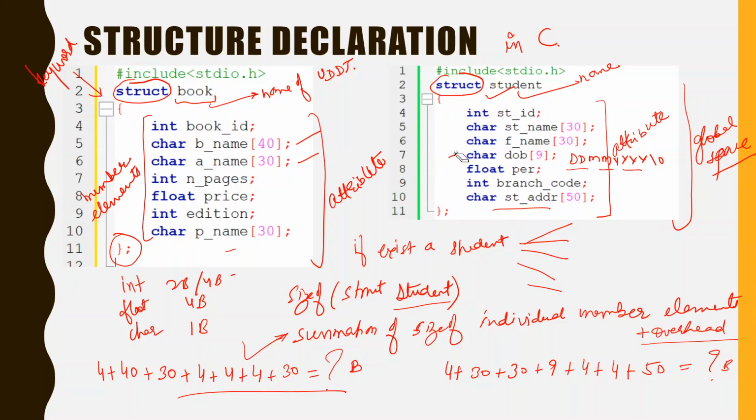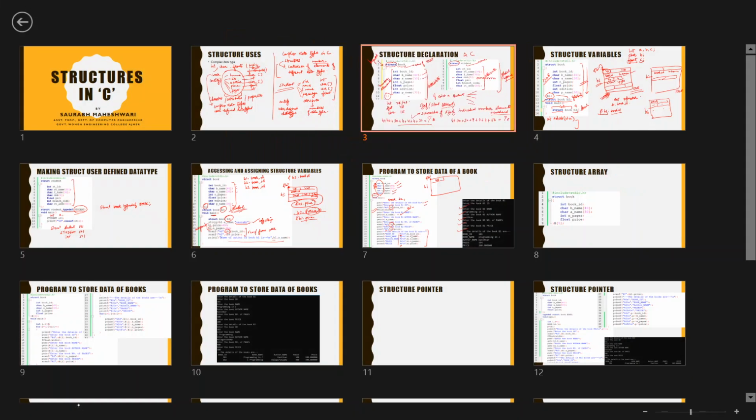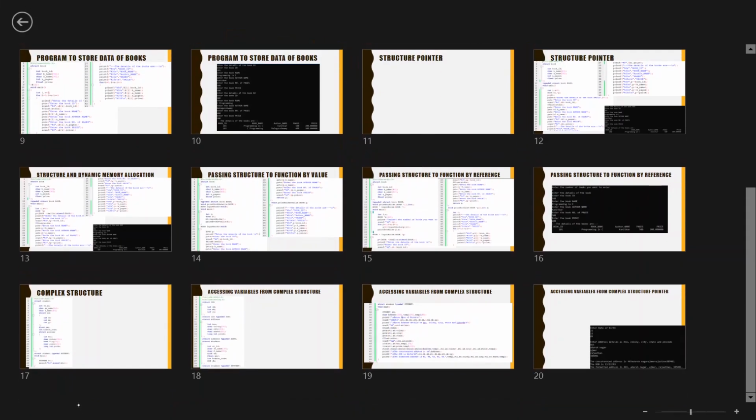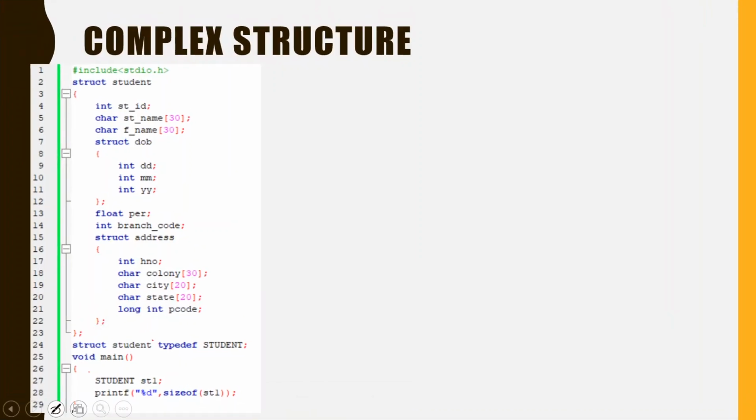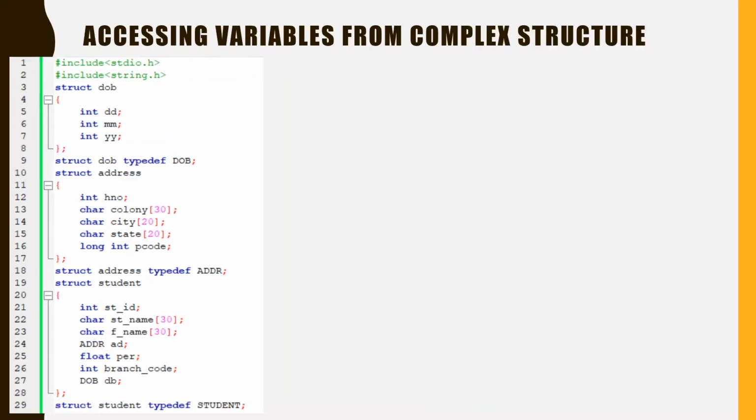So the member date of birth and member street address are themselves complex data types. So we can create complex data types with the help of structures for storage of these particular complex data types. So here we are going to see this student, which is the entity, our basic entity. This is the example for having the declaration of the complex structure.